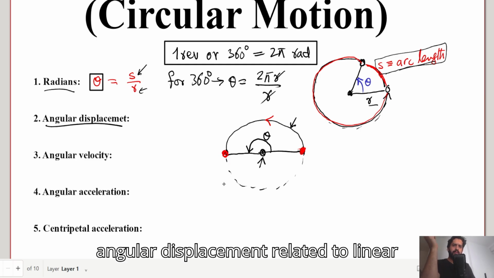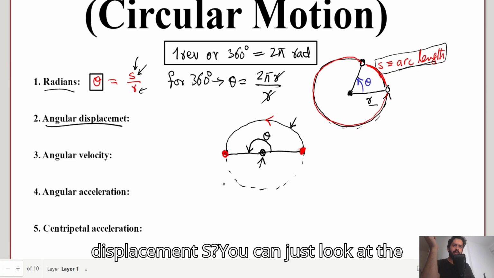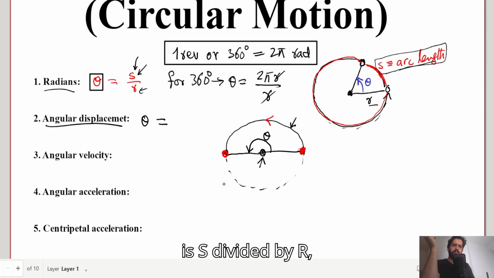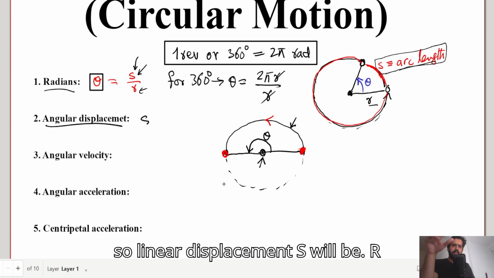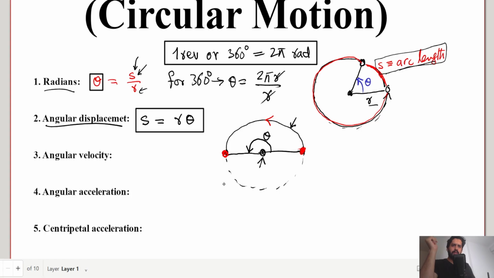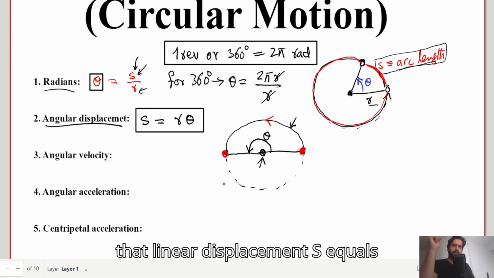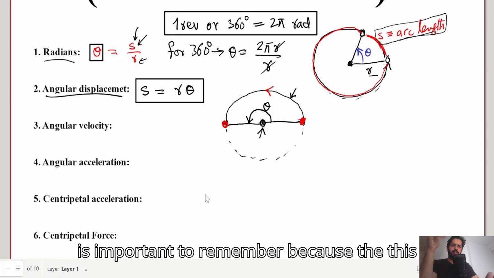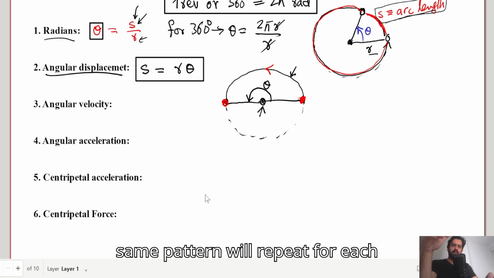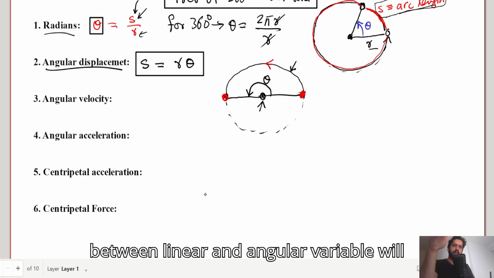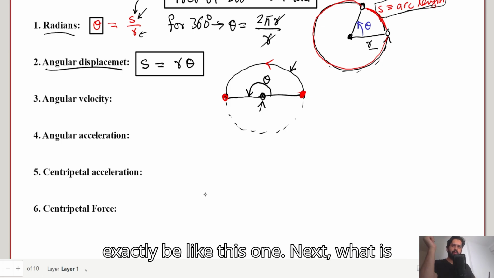How is angular displacement related to linear displacement s? You can just look at the equation of radians. Angular displacement is s divided by r. So linear displacement s will be r times angular displacement. And this again is a very useful equation to remember: linear displacement s equals r times angular displacement. This is important to remember because this same pattern will repeat for each angular and linear variable. The relation between linear and angular variable will be exactly like this one.